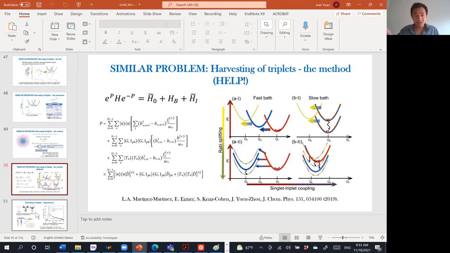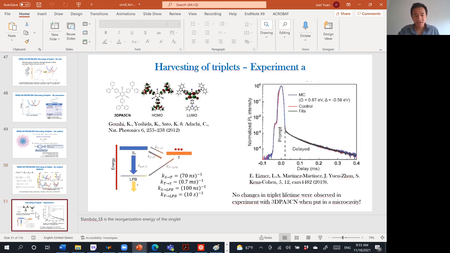And there are many regimes of reactivity that you can see. But the important thing is that in the experiment, my colleague Stefan saw no changes in the delayed fluorescence of this dye that was a so-called TADF dye. It's called thermally activated delayed fluorescence dye. And the reason is very simple. When you plug in numbers and ask what is the rate going from triplet to lower polariton branch, the rate is 10 seconds to the -1, which is an absurdly small number.